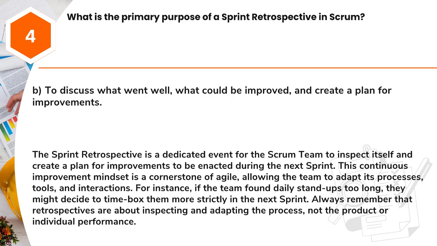Answer: B. To discuss what went well, what could be improved, and create a plan for improvements. The sprint retrospective is a dedicated event for the Scrum team to inspect itself and create a plan for improvements to be enacted during the next sprint. This continuous improvement mindset is a cornerstone of Agile, allowing the team to adapt its processes, tools, and interactions.